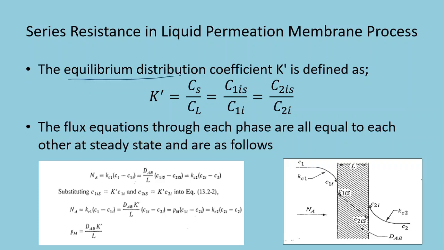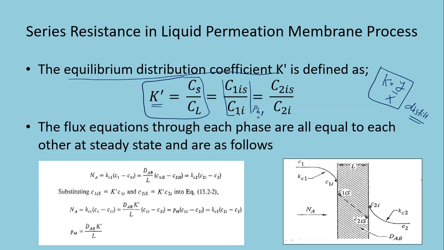So this equilibrium coefficient, K dash, is defined as the concentration in the solid to the concentration in the liquid. That is the general formula. If you remember, K is equal to Y upon X, the distribution coefficient we have already gone through in distillation. Very similar. So here K is the concentration in the solid to the concentration in the liquid of A. For example, at phase 1, the concentration in the solid is C1IS upon C1I. So at phase 1, this is the equation.